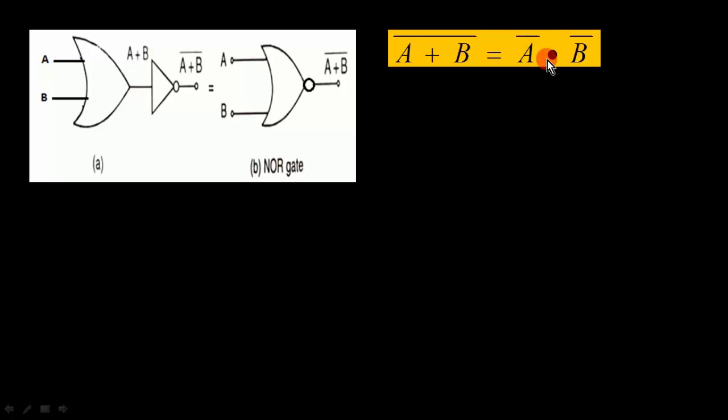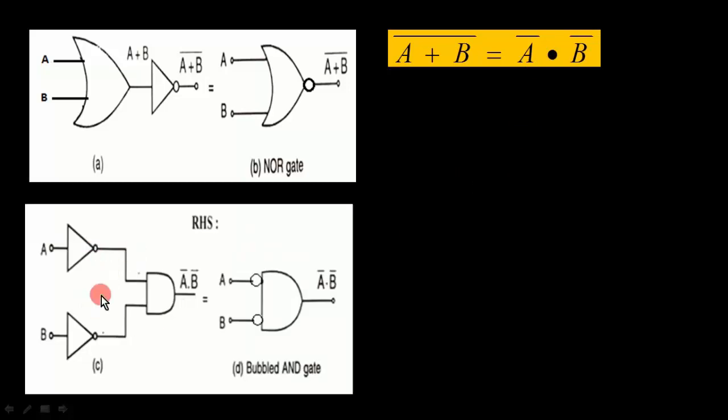Here we have two inputs, a complement and b complement, and these two are ANDed. Therefore we require an AND gate. Firstly we have the two inputs a and b. We complement them by using a NOT gate. So here we get a bar, here we get b bar, and these two must be ANDed. Here there is a multiplication, a complement dot b complement. So dot represents the AND operation.